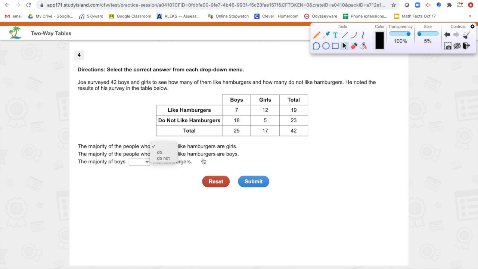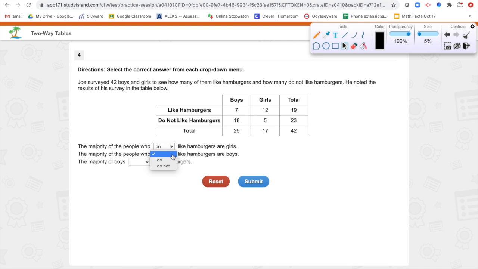So the majority of the people, it says, who do or do not like hamburgers are girls. And if you look at the like hamburgers, more of them are girls. We got 12 girls compared to 7 boys. So people that do like hamburgers are girls. The majority of the people who do not like hamburgers happen to be boys. So we find the one where there's more boys than girls. That's the one that says do not like hamburgers.